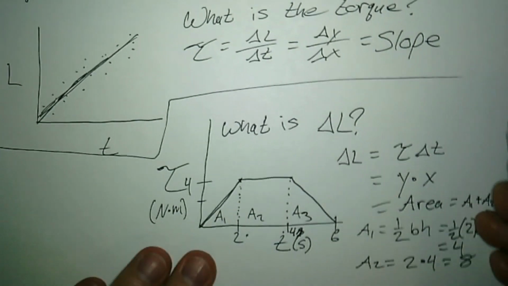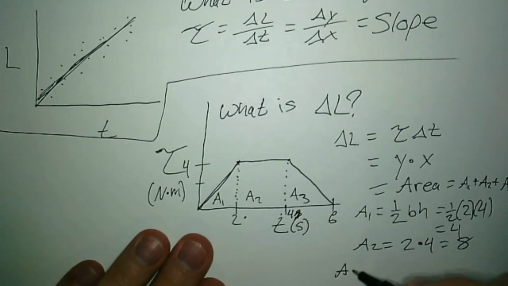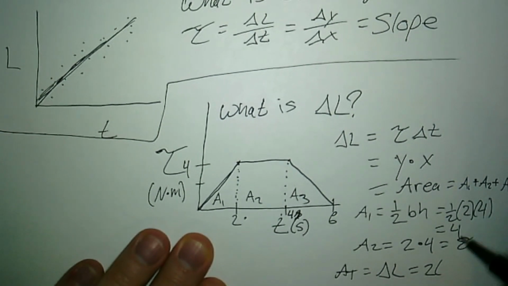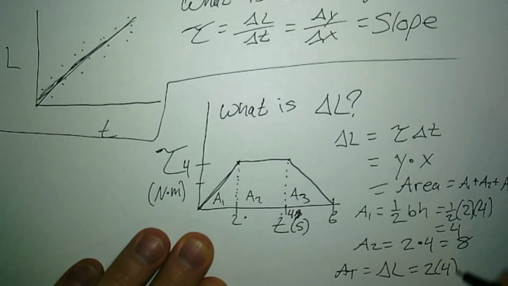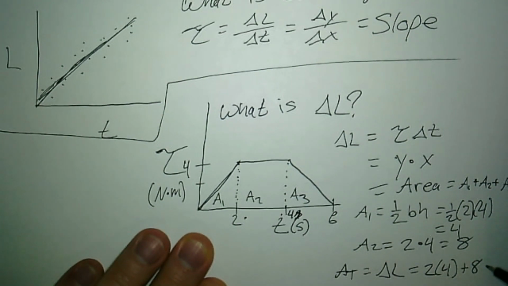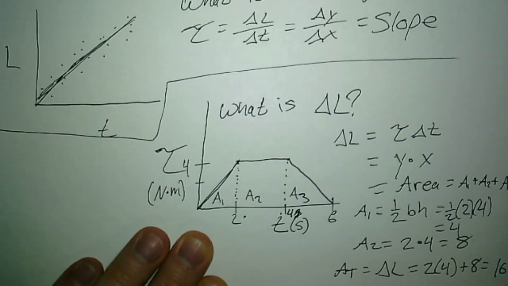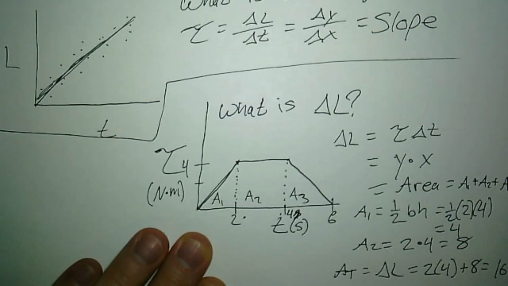So when I get my total area, which is equal to the change in angular momentum, that is going to be 2 times 4 plus 8. So that is going to have a value of 16.